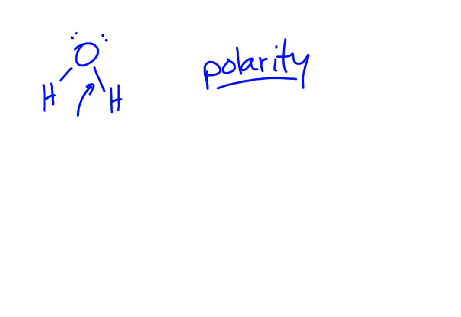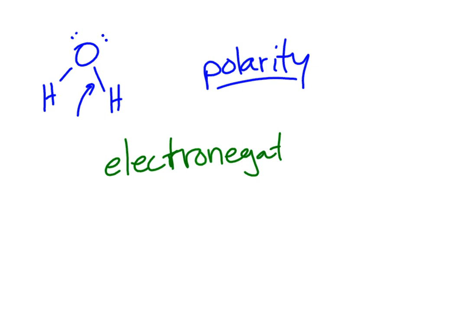When something is polar, like if a bond is polar, it's saying that within that bond, the electrons are not being shared evenly. Now, how you determine if a bond is polar or not has to do with, here's another one, electronegativity.